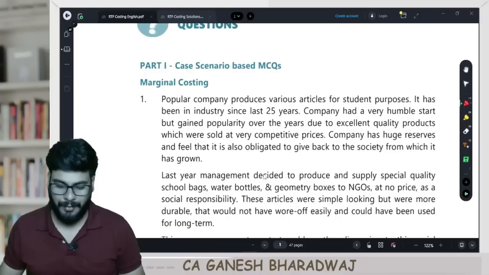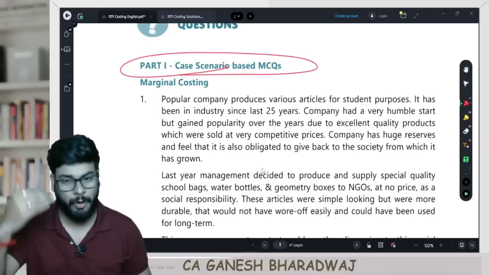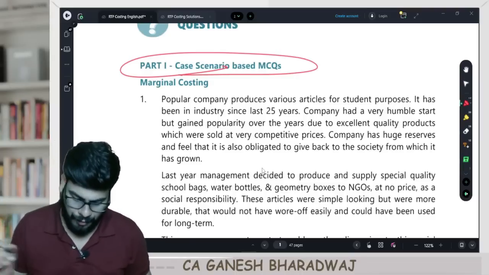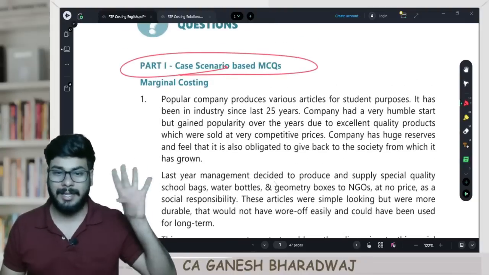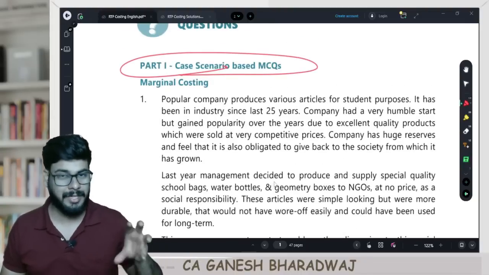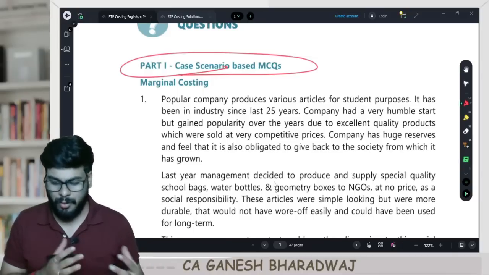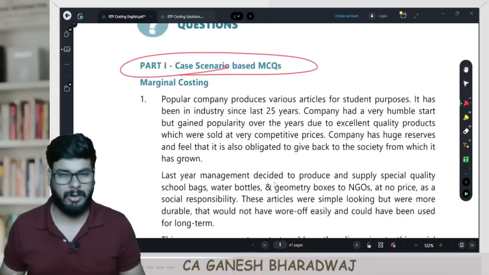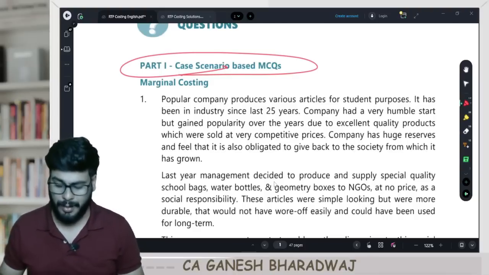Now let's take the first part, which is case study based MCQs, right? So I'm going in the same numerical order. First, there's one question that's from marginal costing. Ideally, they are classifying this question under marginal costing, but I wouldn't call this purely marginal costing. You will understand as we get into the question.